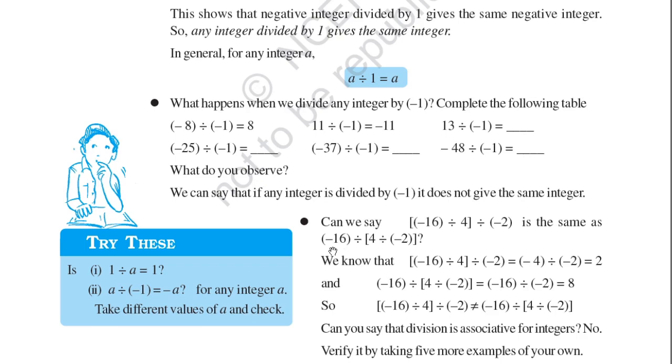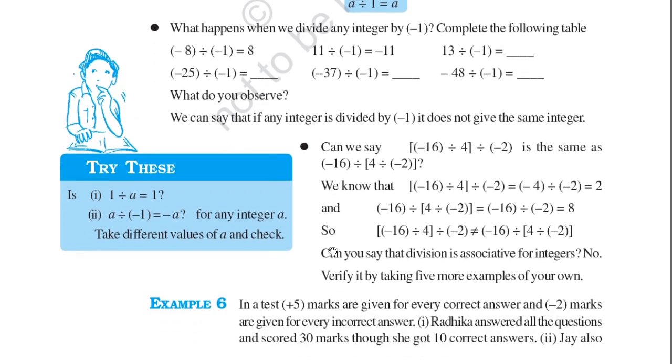So here are some examples like that. We know that here also the same thing is there. Can you say division is associative? It is not associative either. You can check this out. The answer will be totally different. It will not be equal. So here are some examples.